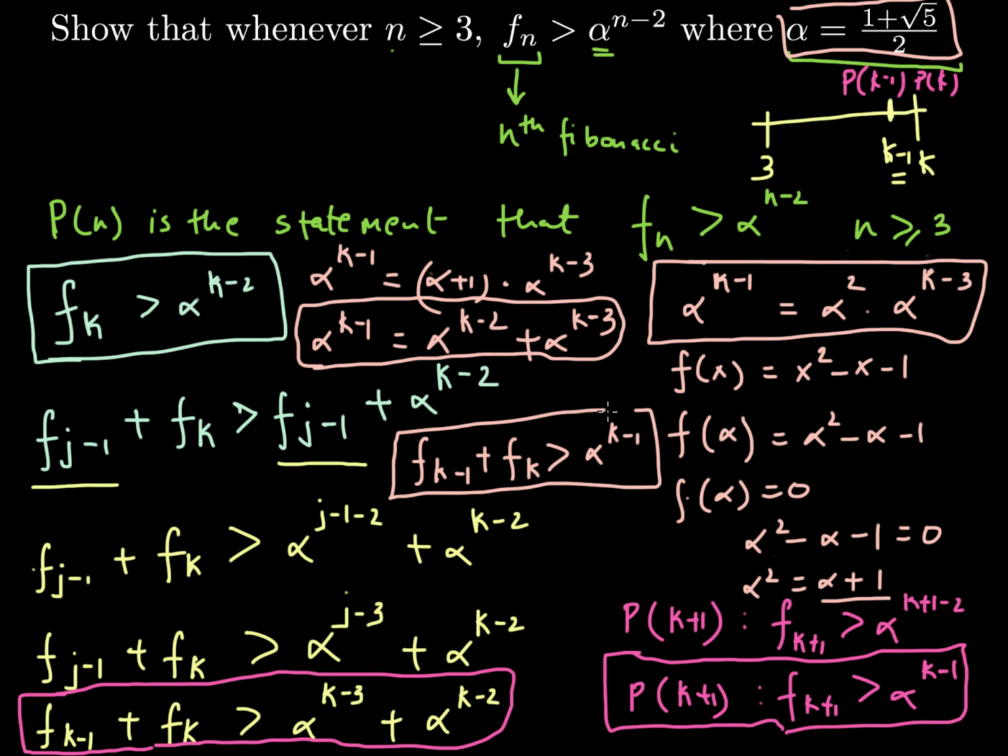Okay, and this is exactly what I want to show you in my P of k plus 1. So remember, f of k minus 1 plus f of k: if I take the kth Fibonacci number and add it to the previous, k minus 1 Fibonacci number, I'm going to get the k plus 1 Fibonacci number. Okay, so the left hand side becomes f of k plus 1, which is greater than alpha to the power of k minus 1. And this is the expression that I wanted to show you.